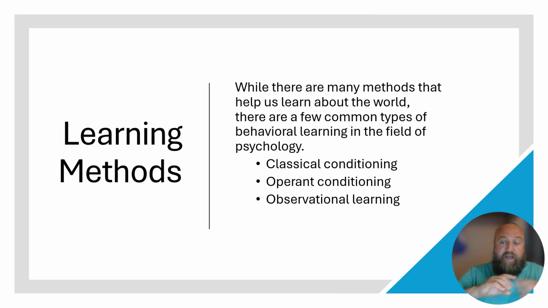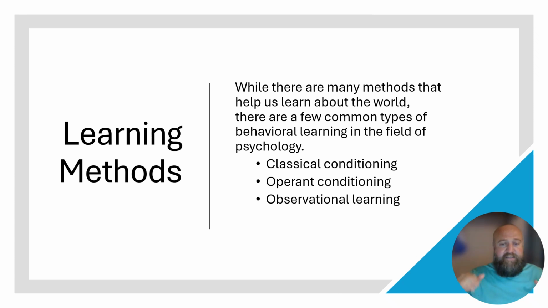So the other part of this is that, considering what I just said, learning is a very expansive topic in psychology, far more complex than we could ever hope to go into in a 1 week segment of an 8 week class. So you see here, it says, while there are many methods that help us learn about the world, there are a few common types of behavioral learning in the field of psychology. So the three core types of learning are classical conditioning, operant conditioning, and then observational learning.